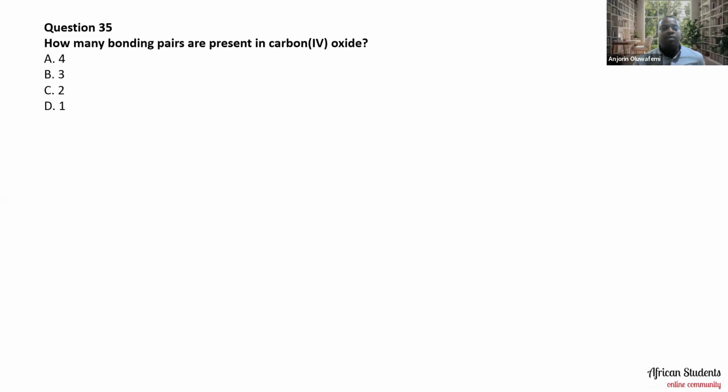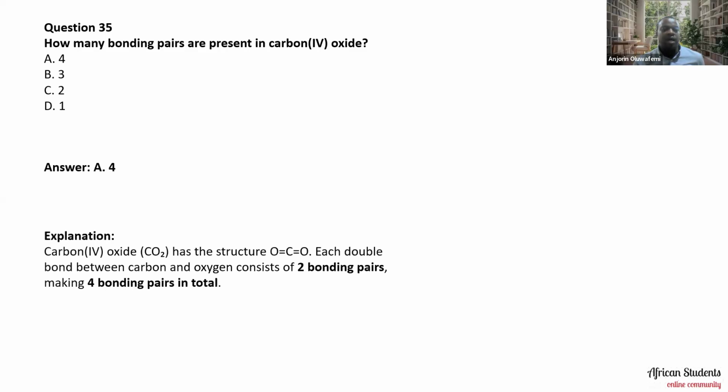Okay. How many bonding pairs are present in carbon(IV) oxide? Is it 4? Is it 3? Is it 2 or 1? Okay. The answer here is 4. We have 4 that is present. And carbon(IV) oxide, CO2, has the structure O double bond C double bond O. Each double bond between carbon and oxygen consists of 2 bonding pairs, making 4 bonding pairs in total. Okay.